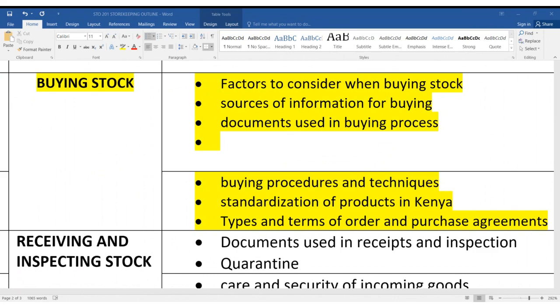Look at the various bodies involved in standardization and look at the aims of each. And lastly, we'll look at types and terms of order and purchase agreements. We have, for example, standard purchase orders, petty cash purchase, sundry and low value order period, blanket and call-off orders, open agreement, and lending and rental agreements.